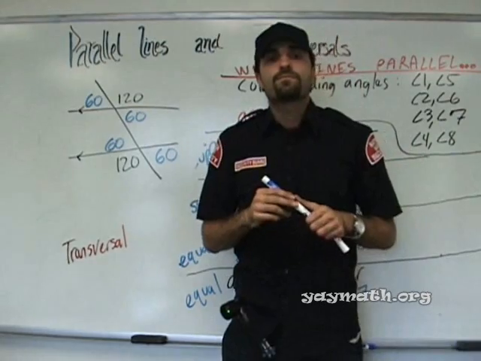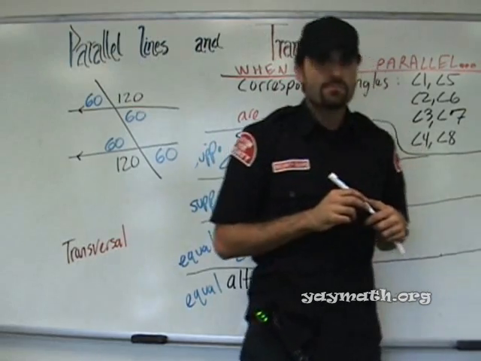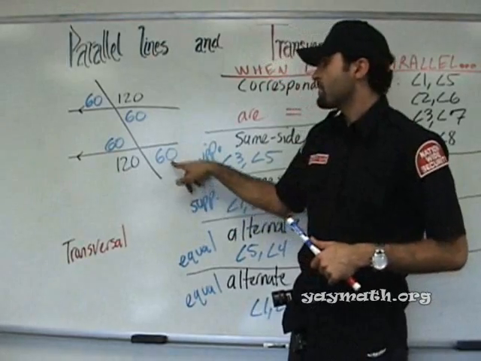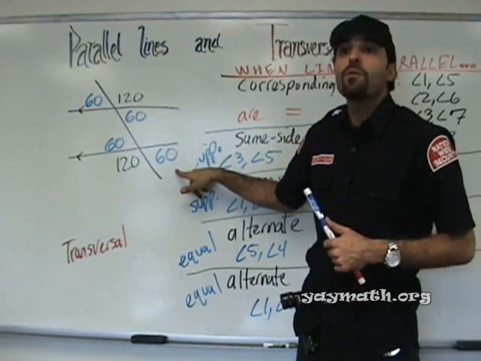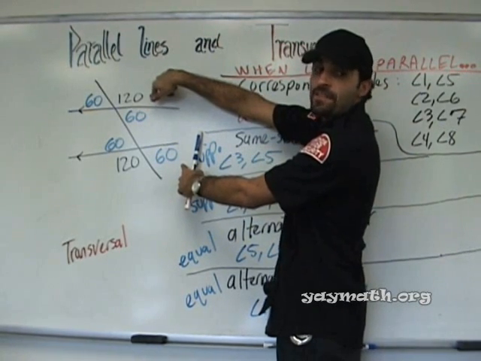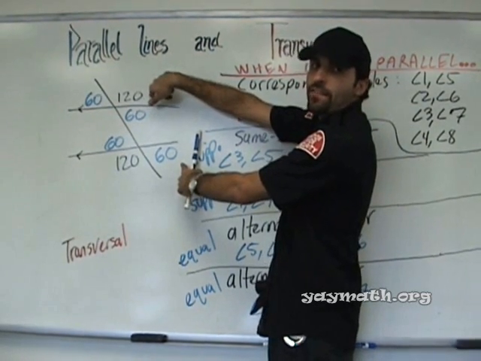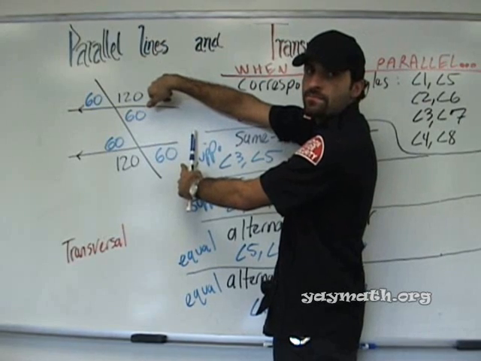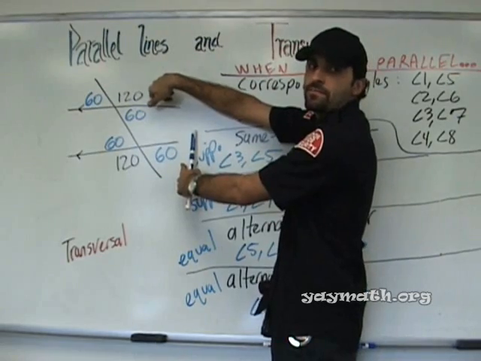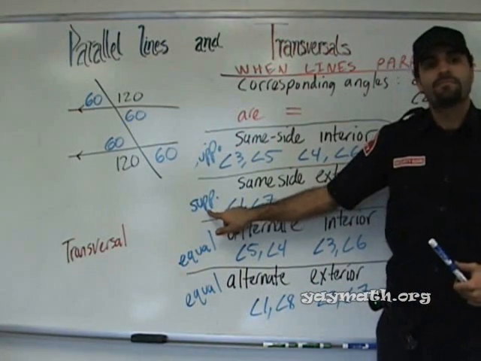Okay, I'm kind of confused. If on a test you asked what angle 120 on the top and what angle 60 on the bottom one is, this 120 and this 60, what would you call that? Same side, exterior. Are they on the same side of the transversal? Yeah. Are they on the exterior? So they're same side exterior, but they're not equal. Same side exterior angles are supplementary.